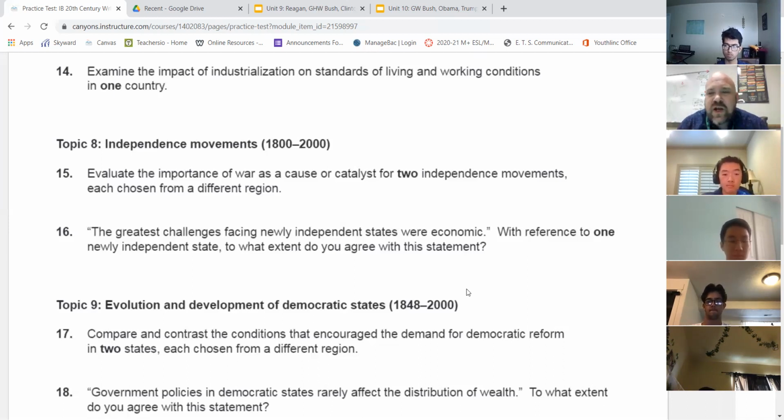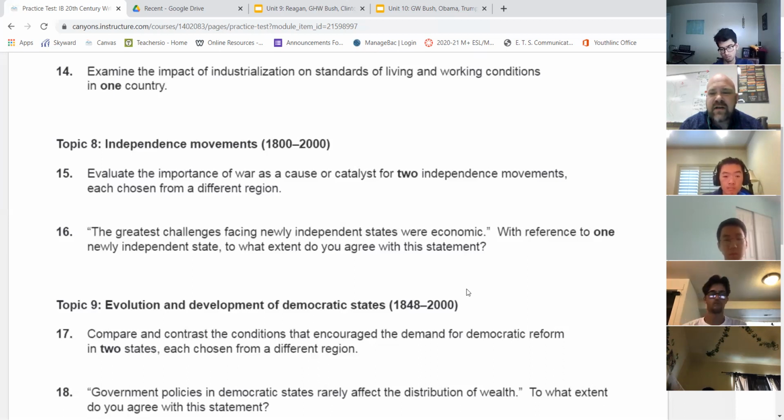Yash, which two countries and which two wars do you want to do on this one? I was thinking probably India and South Africa, and I was probably going to go with World War II over World War I. Okay, you could do both. I mean, World War I or World War II is fine, right? And they both had very similar effects on India and South Africa, very similar, right? Okay.